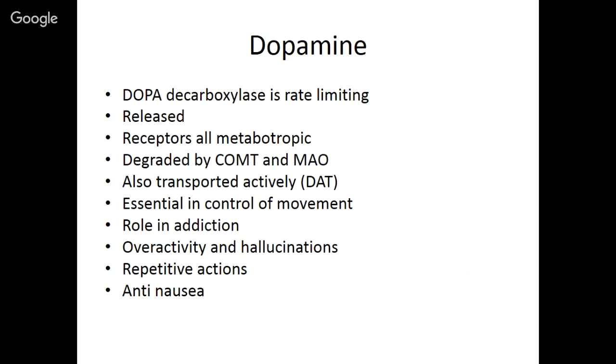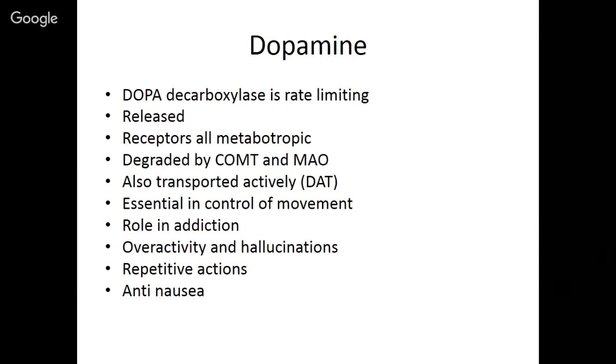Dopamine is essential for control of movement. It also has a substantial role in pleasure and addiction. So this is part of its role in the brain. Overactivity and hallucinations are potential problems with overstimulation of dopamine. One of the other side effects we've seen as we've tried to muck with the system and enhance people's dopaminergic activity is compulsive behaviors, gambling, things like that, which tend to be potential side effects with increased dopamine.